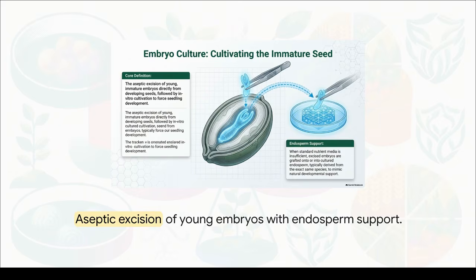If the standard laboratory nutrient media isn't enough to support the newly excised embryo, botanists will actually graft it onto cultured endosperm derived from the exact same species. It perfectly mimics the natural developmental support that the embryo expects.